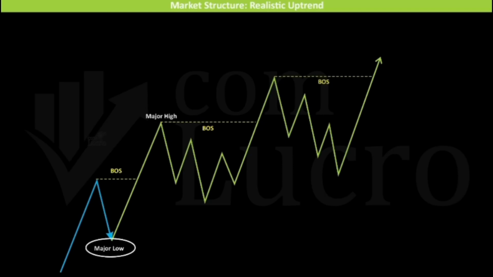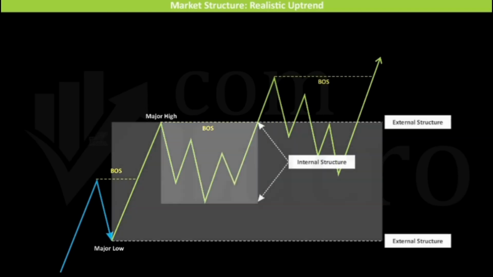Let's make the concept more practical. Imagine price rallies and eventually breaks above a previous swing high. The highest point before the pullback becomes the major high, while the lowest point that started the bullish move becomes the major low. These two points establish the external trading range. Everything that develops between these two extremes is internal market structure. If price later breaks above the major high, the bullish trend continues. If price instead breaks below the major low, market structure shifts and the probability of a bearish reversal increases.